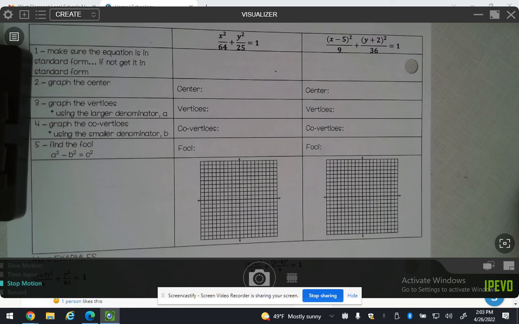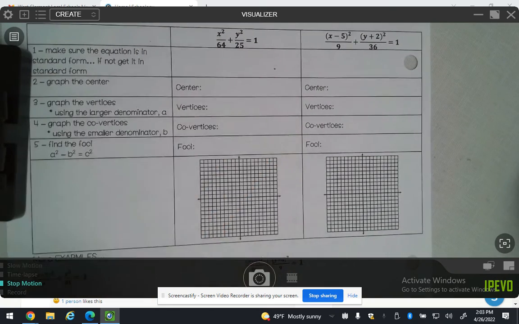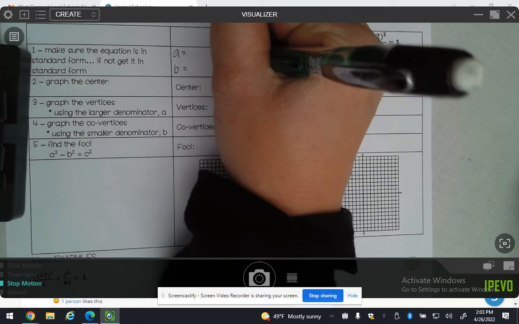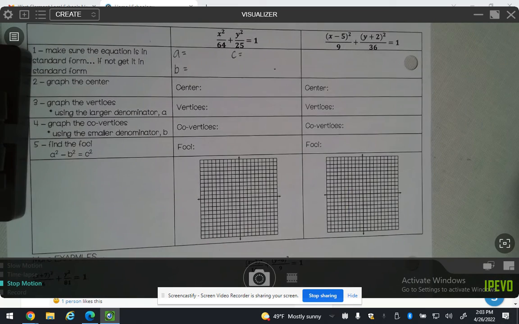Horizontal. How do you know? Because the bottom bit, the first one's bigger than the second. Right? 64 is bigger than 25, so it has to stretch horizontally. Okay? As soon as I make sure it's in standard form, so does it equal 1? Yes. The next thing I immediately do is write that, because I'm going to need A, B, and C.